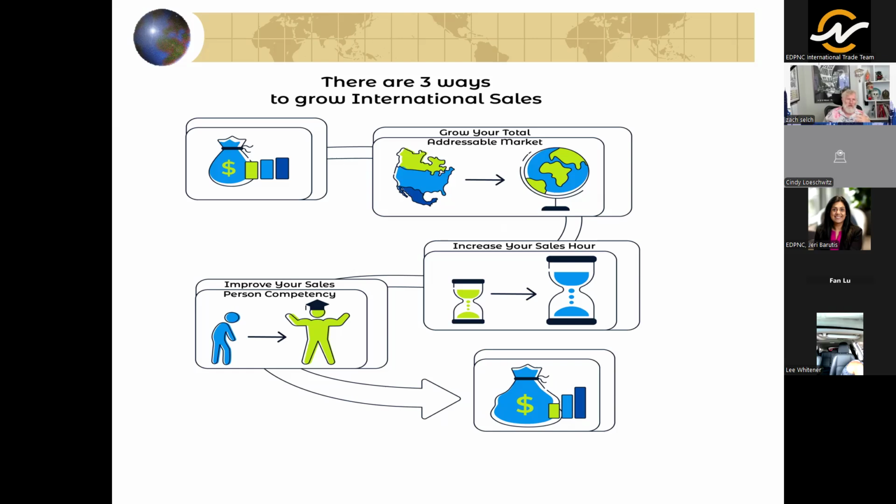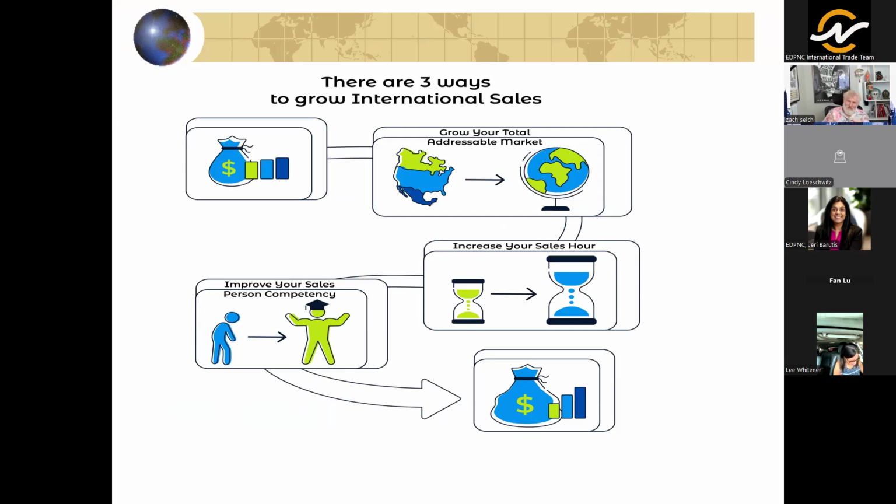You can improve your salesperson competency. What do I mean by that? A good salesperson is going to sell more in 1 hour than a bad salesperson, or a person who knows your product is going to sell more than a person who doesn't know your product. So these things together will grow your sales. I don't know if it sounds simple or if it doesn't sound intuitive, but essentially, if you think in terms of growing these three things at all times, those are the KPIs. That's where you want to focus in terms of growing your sales.